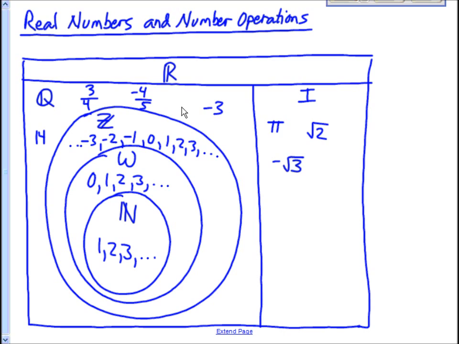We're going to look at the real number line and use properties of real numbers. So let's start out with this diagram here of the real numbers and subsets of the real numbers.